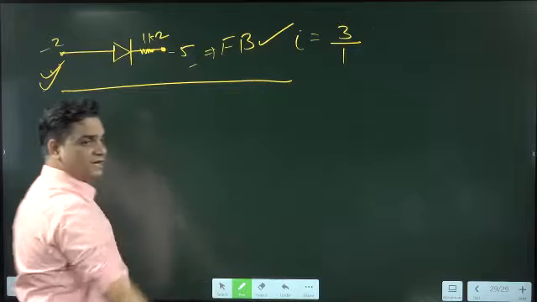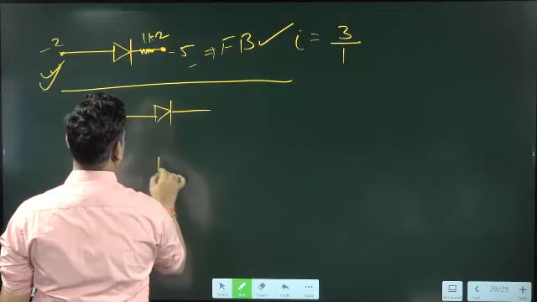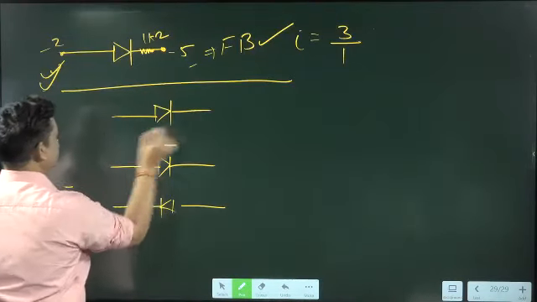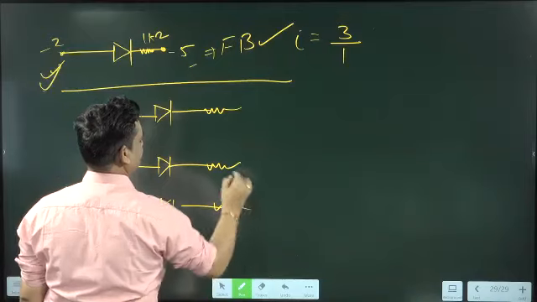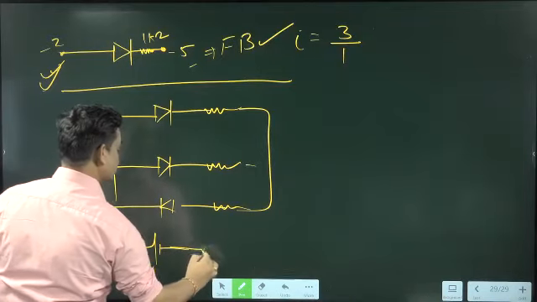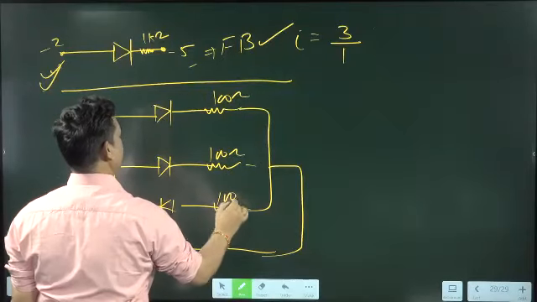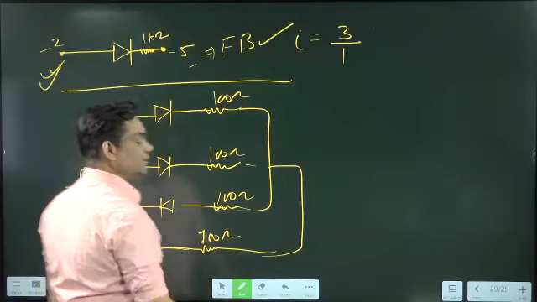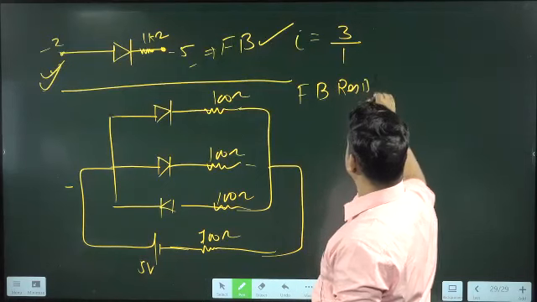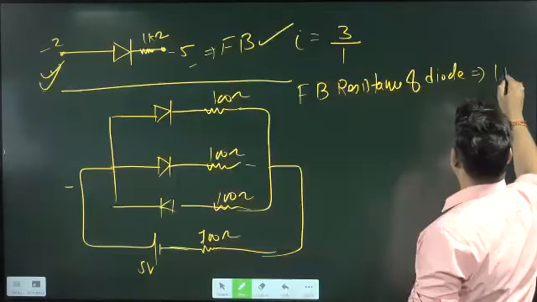Okay. Now I will take some more questions like this. One more question: forward or reverse can be identified in any circuit. Suppose I give you multiple diodes here, and after these circuits we'll have the break. Here I'm putting some resistances, this is a battery of 5 volt, and each resistance is 100 ohm. They are giving that the forward resistance of each diode is 100 ohm.